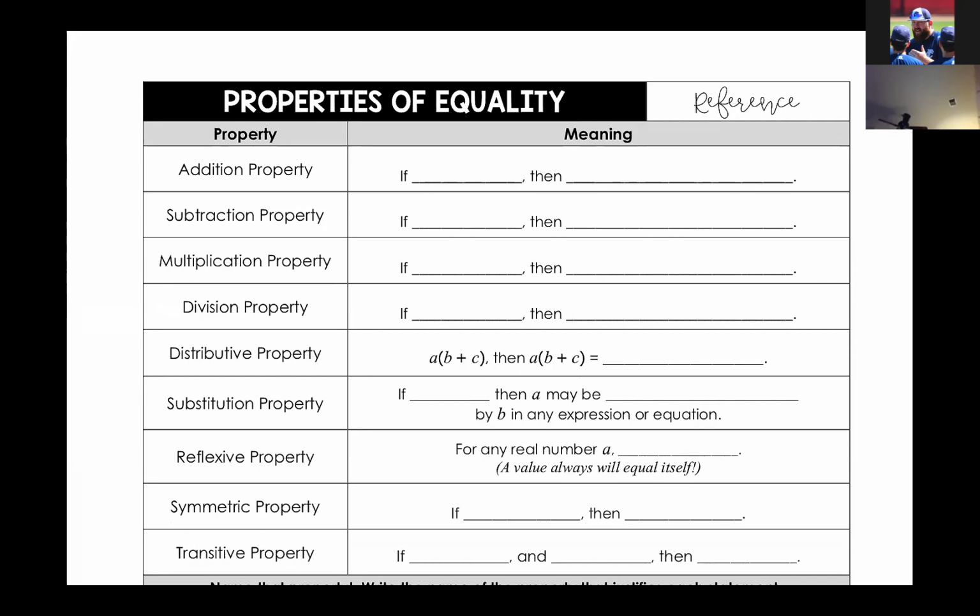So instead of just subtracting 10 over, we're going to say we're going to subtract 10, and we're going to use the subtraction property. So beautiful stuff like that. So we've got a few of our properties to cover. Okay.